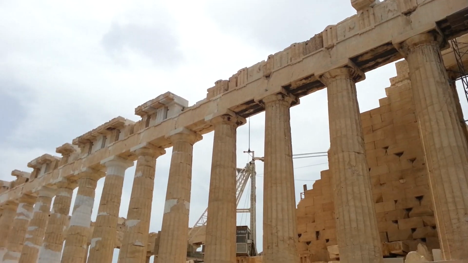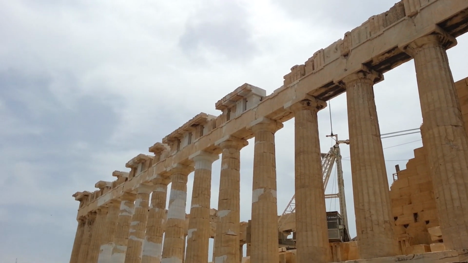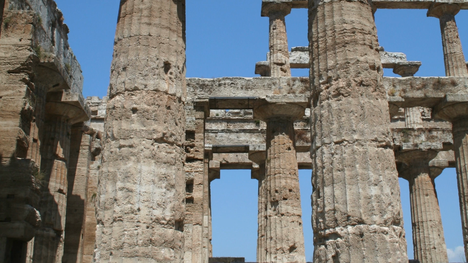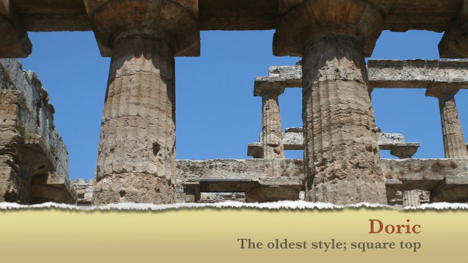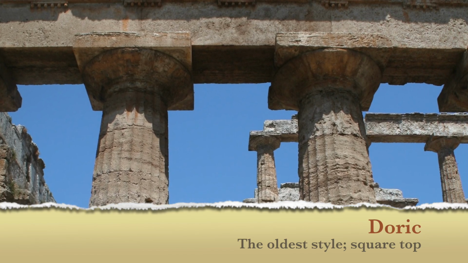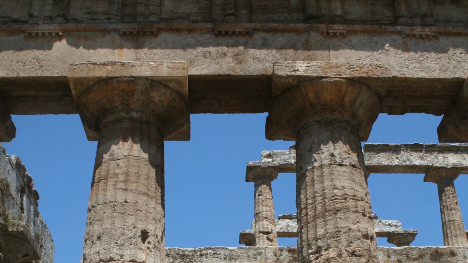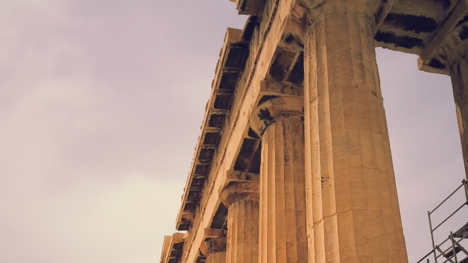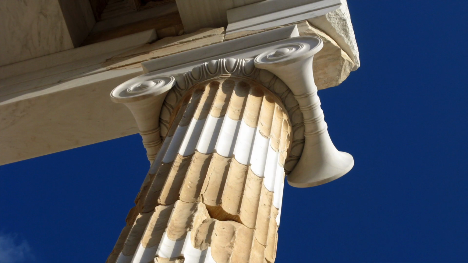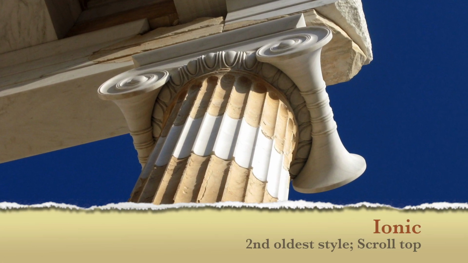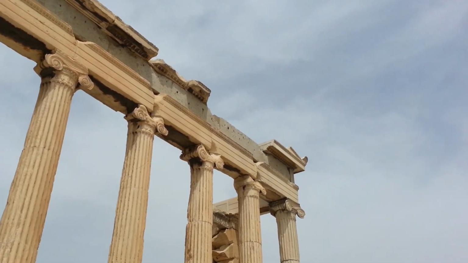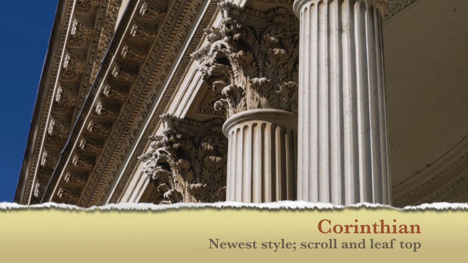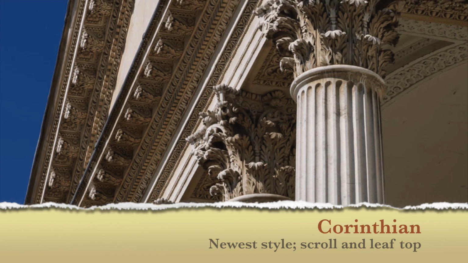Greek columns can be divided into 3 main orders based on how they look at the top. The oldest style is called Doric. You can recognize Doric columns by their relatively simple square top. The Parthenon uses this style of column. The next style of column to come along is the scroll-topped Ionic column. The newest style is called the Corinthian column, which is distinguished by its intricate leaf and scroll pattern near the top.